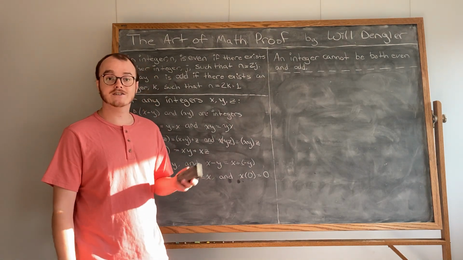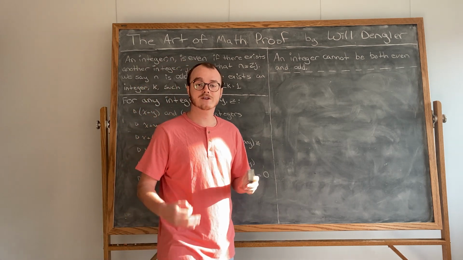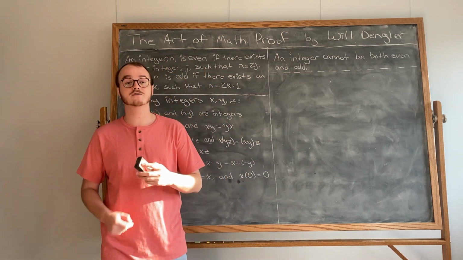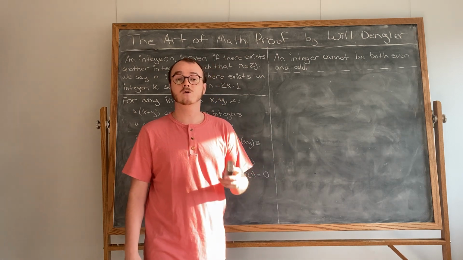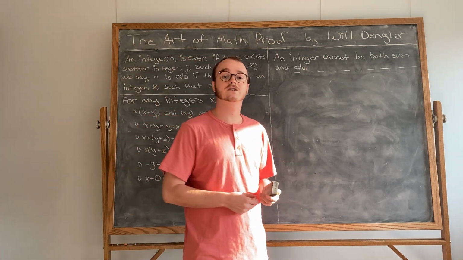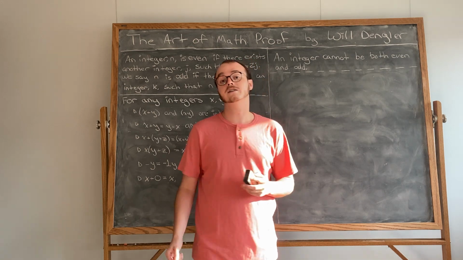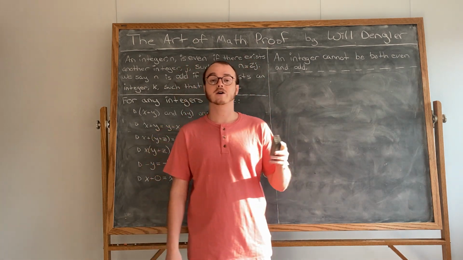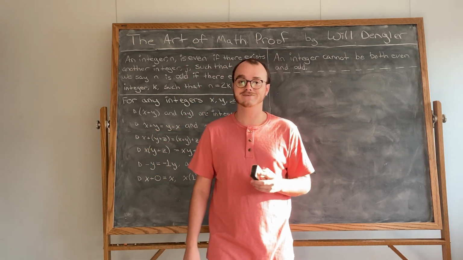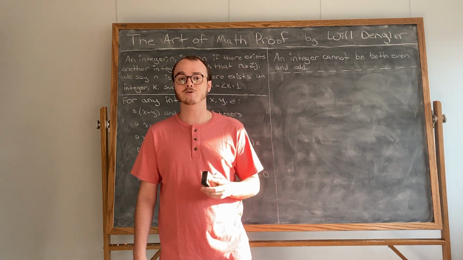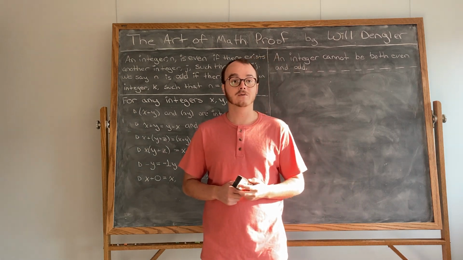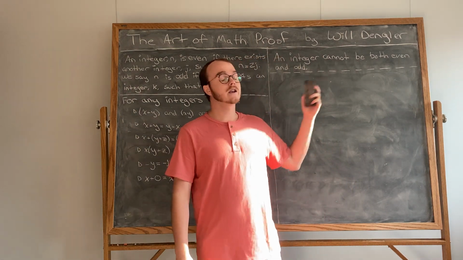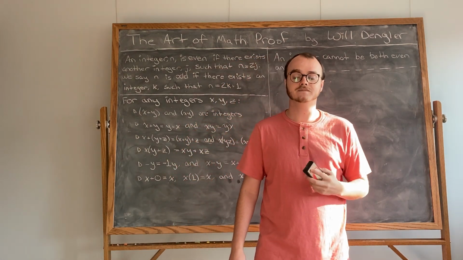I'm very excited to make today's episode because today we are going to be proving that an integer cannot be both even and odd, and in order to do so, we're going to need to learn a new proof technique. We're going to need to learn how to prove things by contradiction, and that just happens to be my favorite way to prove things. So, how can we show that an integer cannot be both even and odd?